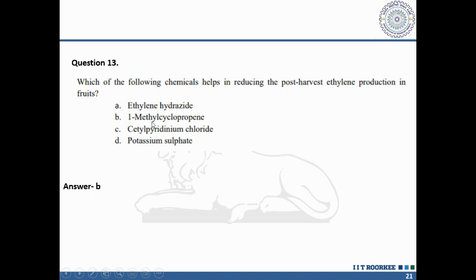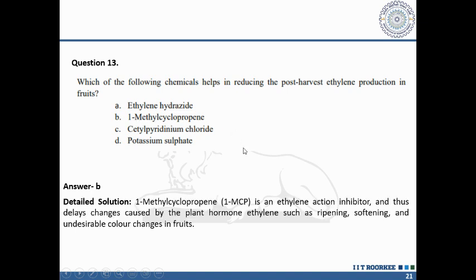1-methylcyclopropene is an ethylene action inhibitor. It works as an ethylene inhibitor and reduces ethylene production. Thus, it delays the changes caused by the plant hormone ethylene, such as ripening, softening, and undesirable color changes in fruits. Okay, so I'll tell you one thing.